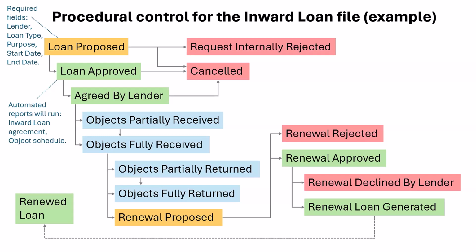So now we have a new loan record with that key data copied over, and from there we can go back into the flow of returning the objects or proposing another renewal. So let's have a look in Vernon at how these concepts work.